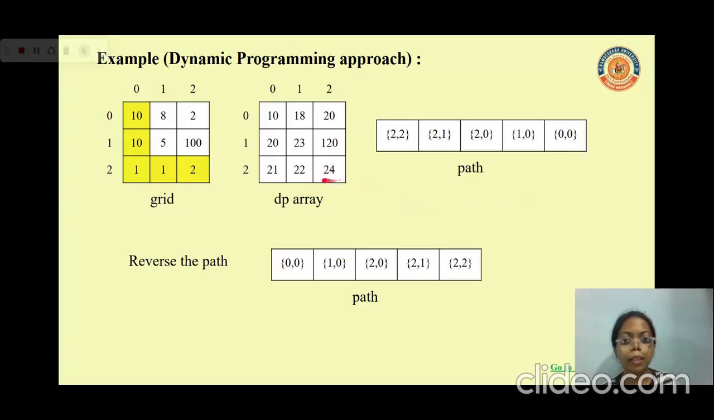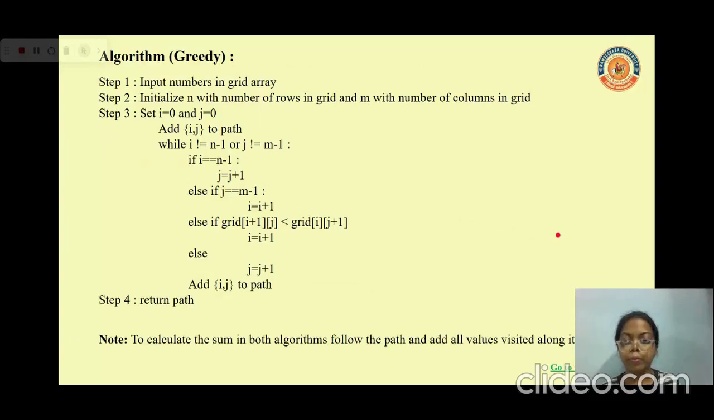You can see that at the dp value 2 comma 2, I will get the overall required path cost, which will be minimum.